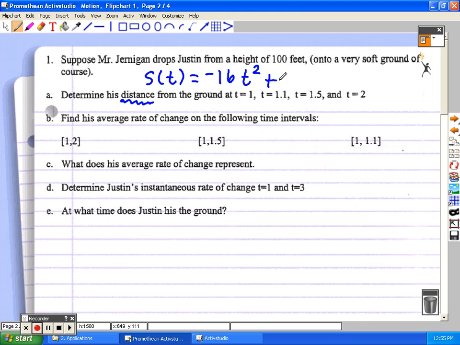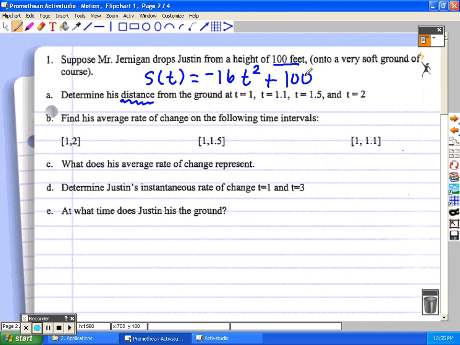Jernigan is dropping Justin and he's not throwing him with any force, there is no initial velocity, so there will be no second term, or you could think of it as 0t. And then we're going to need to add the initial height. He's dropped from an initial height of 100 feet. And you see very quickly that this is simply some Algebra 2 work.